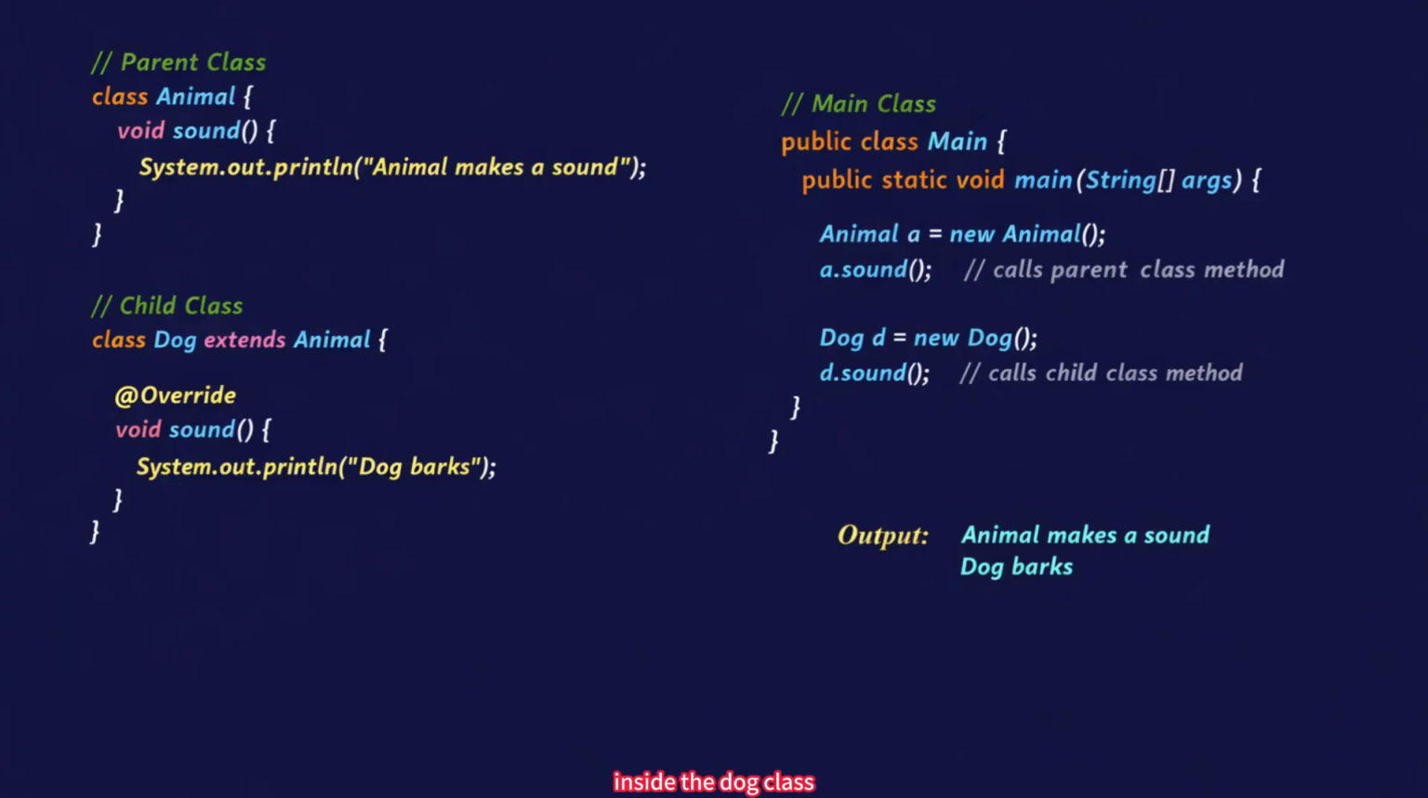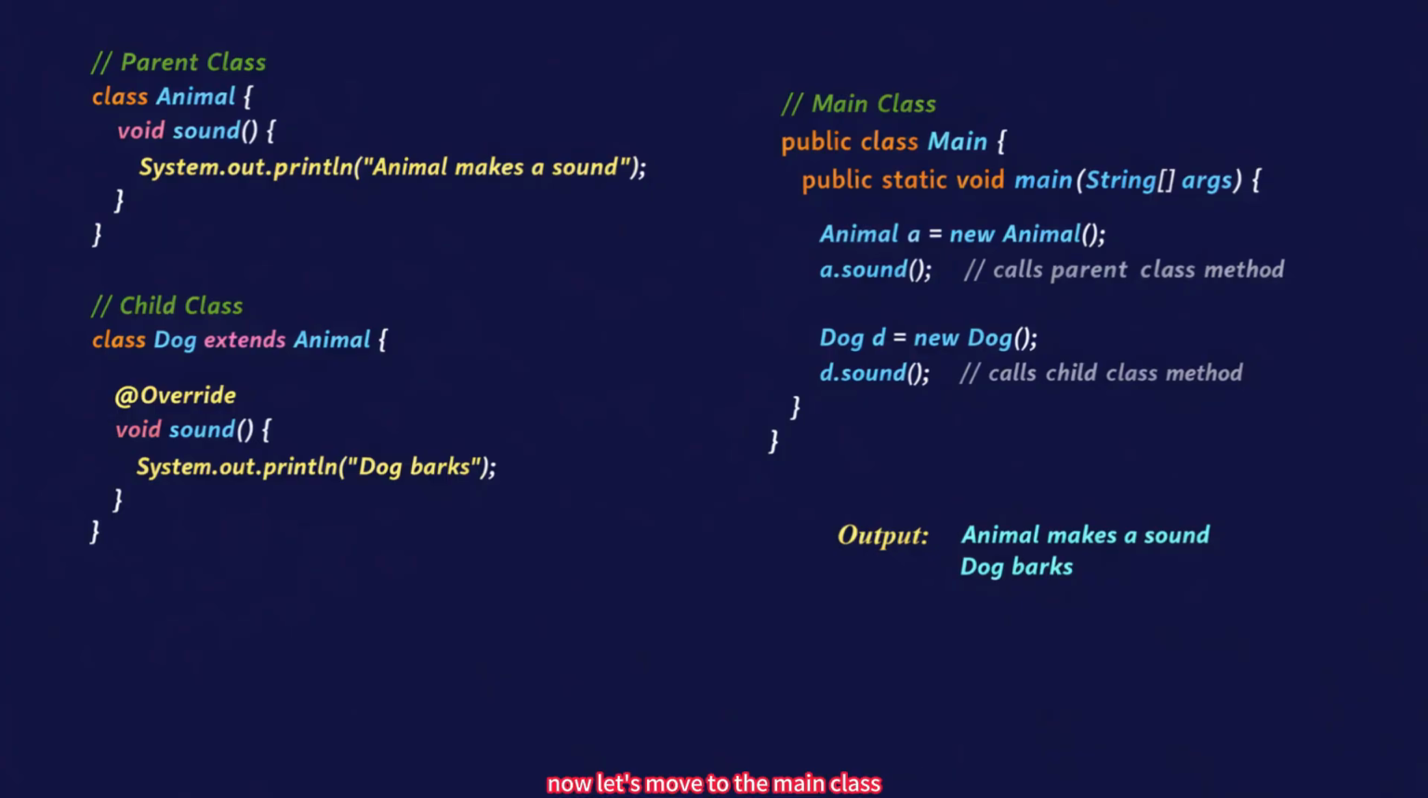Inside the Dog class, we again create a method called sound. But this time, it prints Dog barks. Here, we are overriding the parent class method. So in this program, we achieve method overriding because in both Animal class and Dog class, we have a method with the same name sound, with the same return type void, and with the same parameters. That is why this is a perfect example of method overriding.